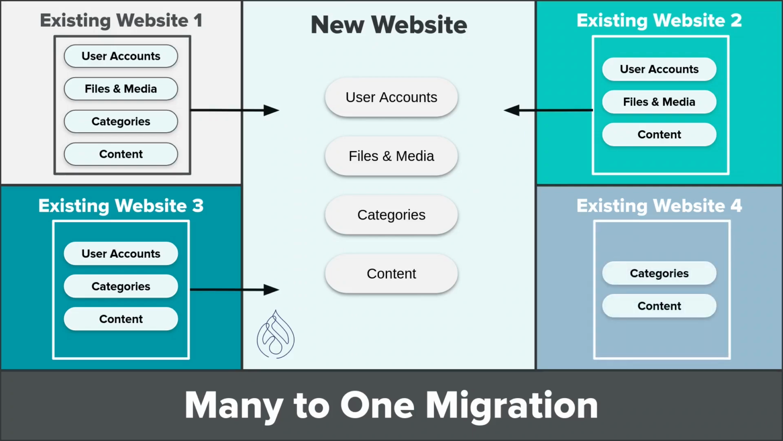And we do the same thing for website 4. In this case, maybe we only need to keep categories and content. We don't need to worry about the user accounts or the files and media. Essentially, you treat each website as if they were a one-to-one migration into the new content model. But this is where the problems come in.